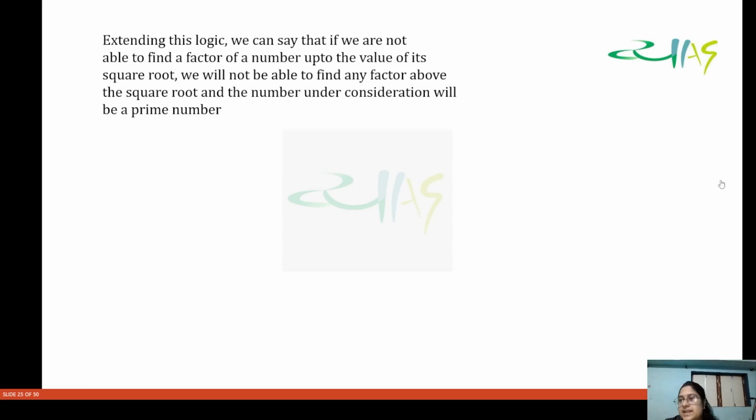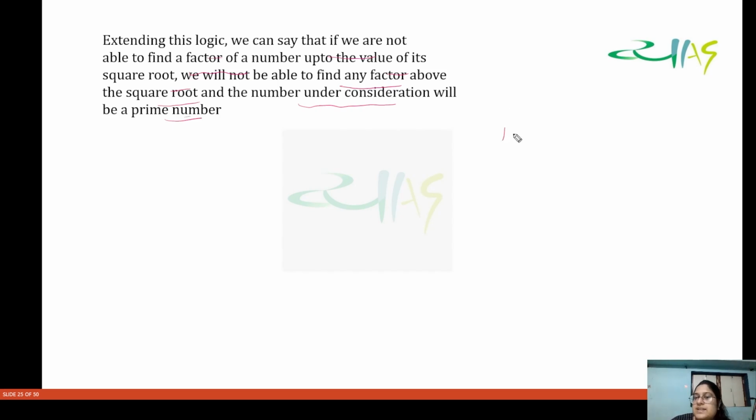अब देखिए बेसिकली हम क्या बोल रहे हैं कि अगर हम किसी भी नंबर का फैक्टर नहीं फाइंड कर पा रहे, एक्सटेंडिंग दिस लॉजिक, वी कैन से दैट इफ वी आर नॉट एबल टू फाइंड अ फैक्टर ऑफ अ नंबर अप टू द वैल्यू ऑफ इट्स स्क्वायर रूट, we will not be able to find any factor above the square root, and the number under the consideration will be prime number.